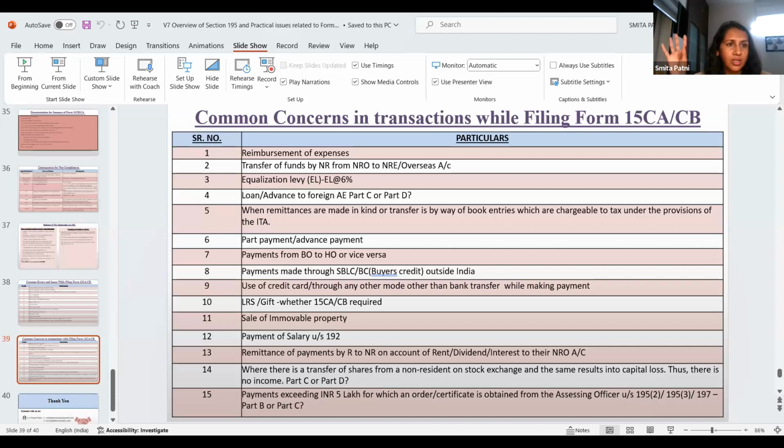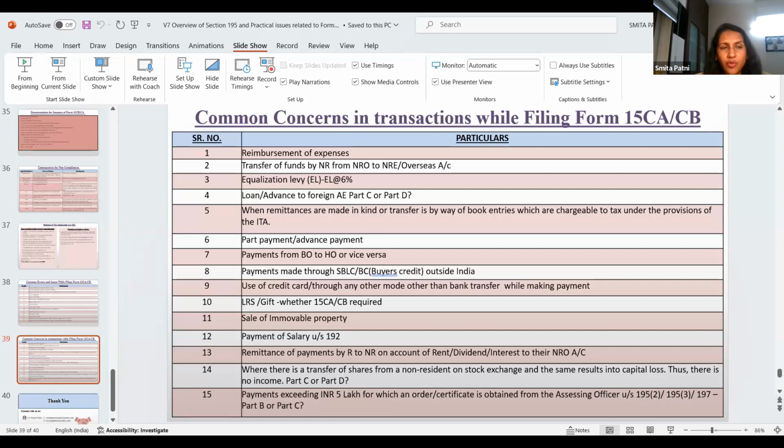If you want to go for a very conservative view, then you can do this also: issue a zero-rated 15CB saying that tax is already deducted under section 192, so no tax is deducted here. The same thing can be done in case the capital gain is there, lower TDS is applied and there's a nil rate, for example.